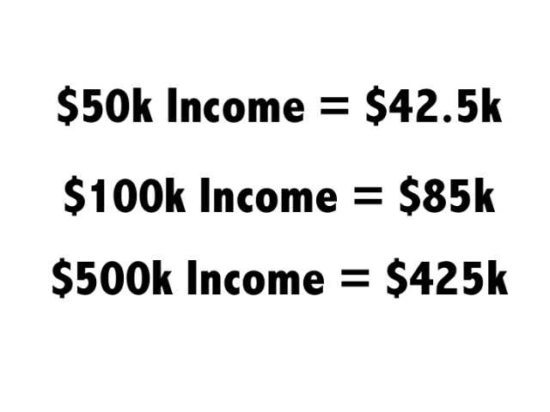Using a constant MPC and varying incomes, we can examine how income affects demand. We will use an MPC of 0.85 and incomes of $50,000, $100,000, and $500,000. Someone with an income of $50,000 will spend $42,500. Someone with an income of $100,000 will spend $85,000. And someone with an income of $500,000 will spend $425,000.